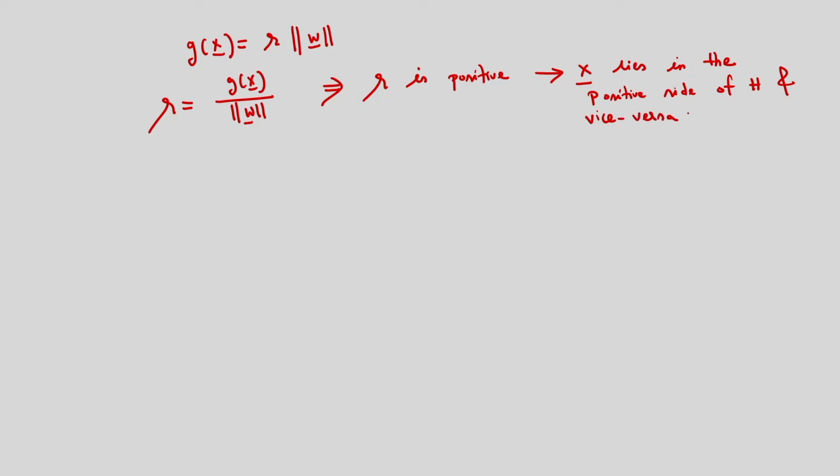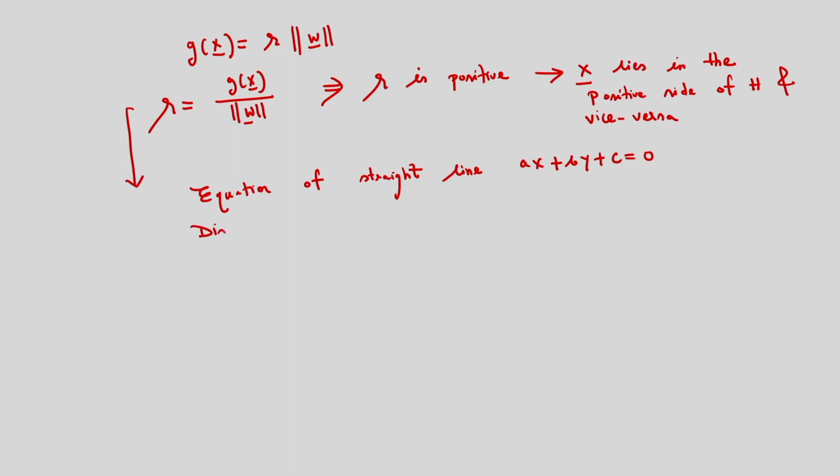So that is the meaning of r. We have determined that r is nothing but g(x) divided by the norm of w. This equation is very similar to the equation of a straight line. What is the equation of a straight line? I can write ax + by + c = 0.